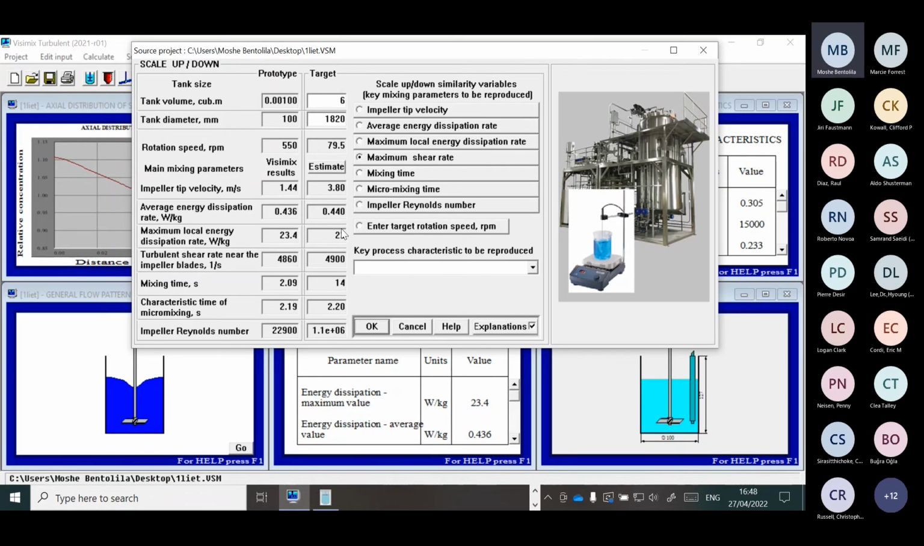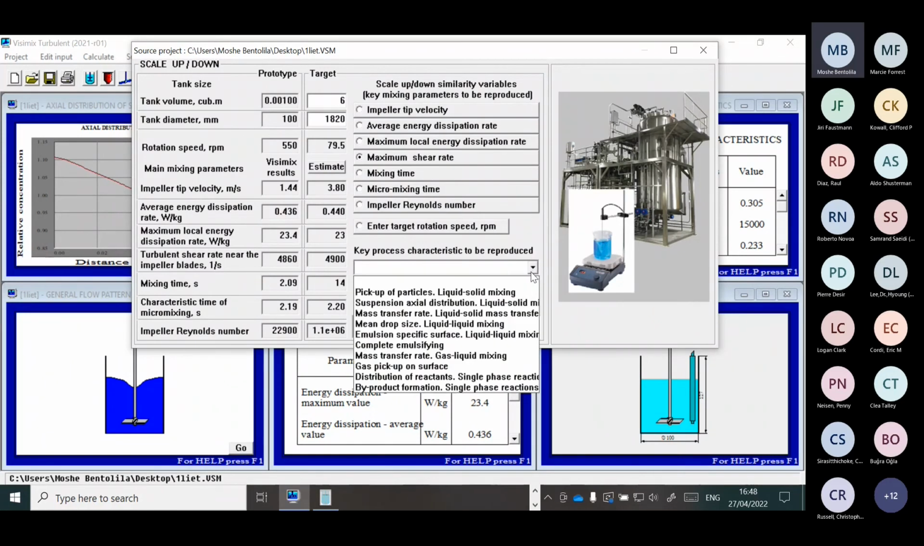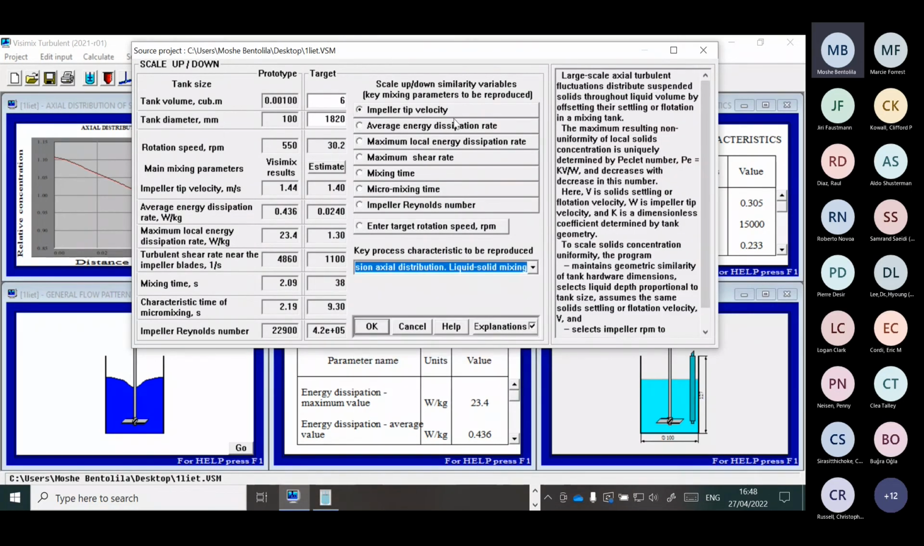But the other way, and the very interesting one way, is here. If you are dealing with solid liquid, and the solid liquid is important for you, if you click here, the software selects for you which parameter is controlling this solid liquid distribution, what will be the velocity advised, the velocity that you need to apply in the 6,000 liter equipment. So this is the best prototype because it's based on geometry similarity.